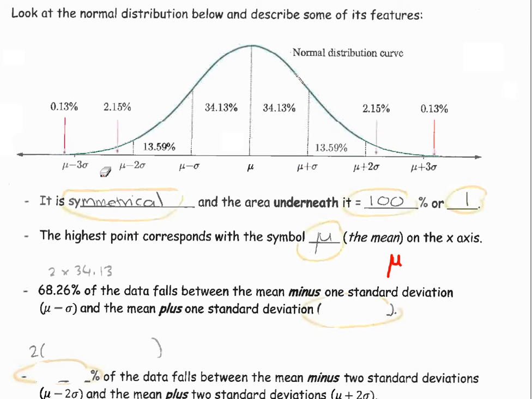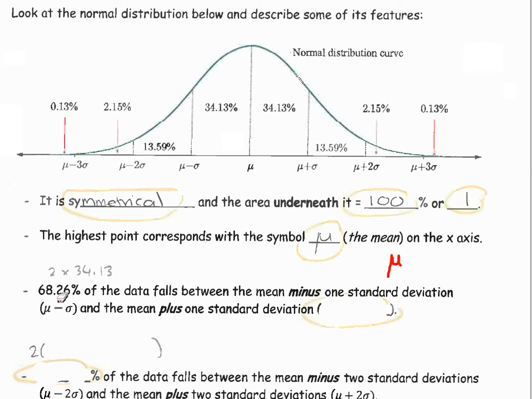And notice that either side of here, we're trying to define the overall area underneath the curve as 100% or 1. So the area either side, if you went the mean plus 1 standard deviation, that area is defined as being exactly 34.13%. And the mean minus 1 standard deviation is defined as being 34.13% too. So if you added these two areas together, 34.13 plus 34.13, or double 34.13, that gives you 68.26% of the data.